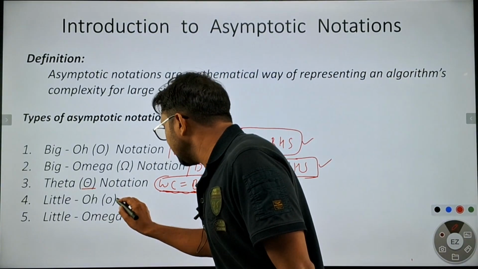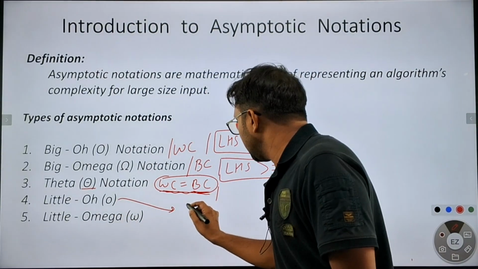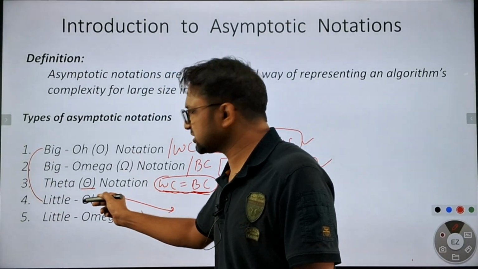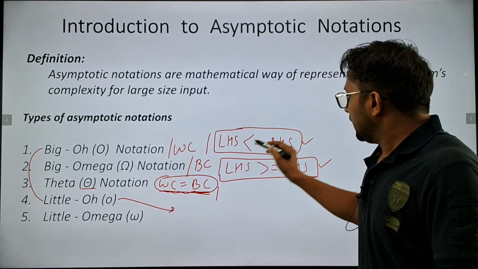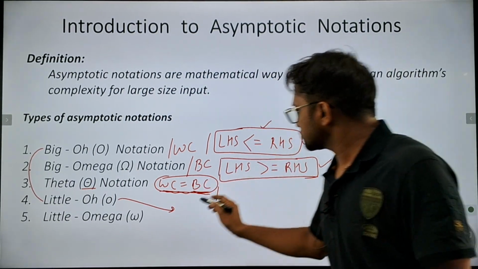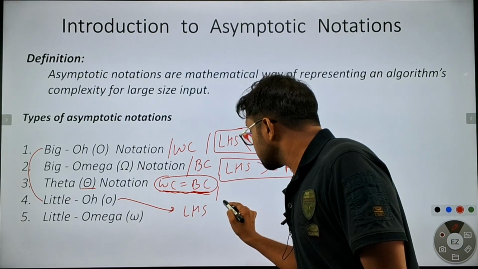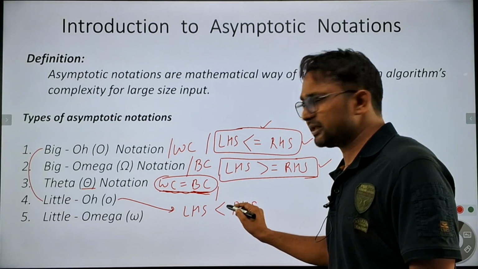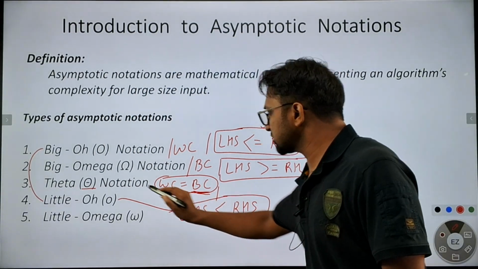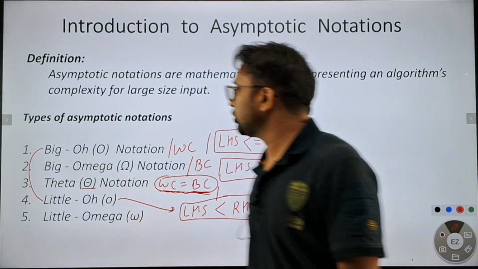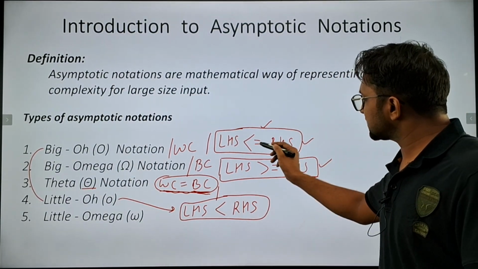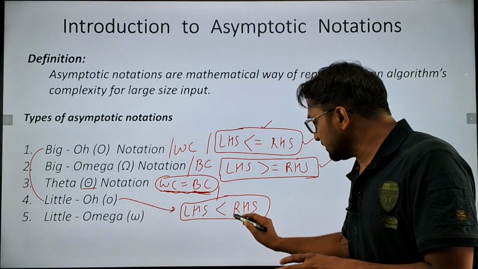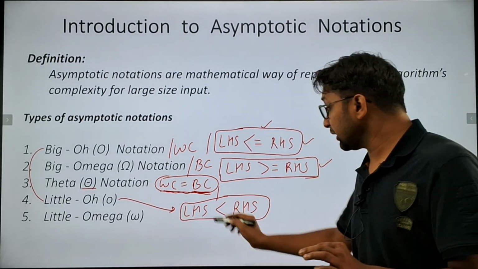In the case of little o notation, little o is similar to big O. The name itself, this is also O, this is also O, but this is little o. So it also has a relation like this. Let me write: the left hand side is strictly smaller than the right hand side. Here equal to is not there. That's the only difference. So I can say that little o shows that the right hand side is strictly greater than the left hand side.